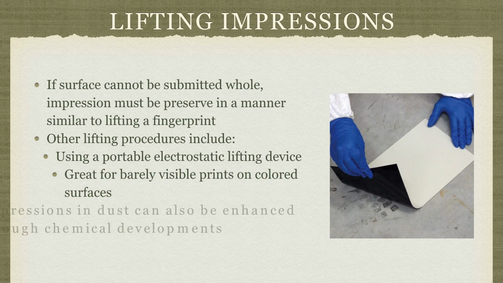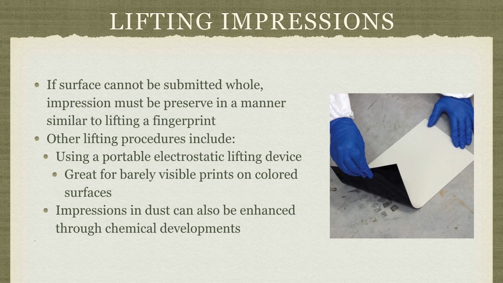If the surface can't be submitted as a whole with the impression, it needs to be preserved in a manner similar to the fingerprint lifting method. Other lifting procedures include using what's known as an electrostatic lifting device, and this is great for barely visible prints on colored surfaces. Basically, a sheet of Mylar film is placed on top of the print, and then high voltage electrodes are placed in contact with the film, and the charge difference develops the print onto the film, which is then lifted and sent to the lab.